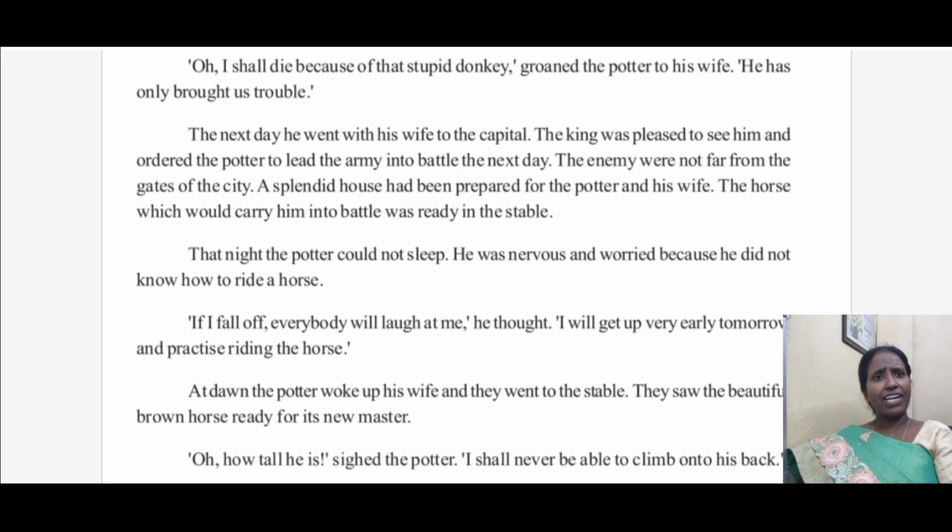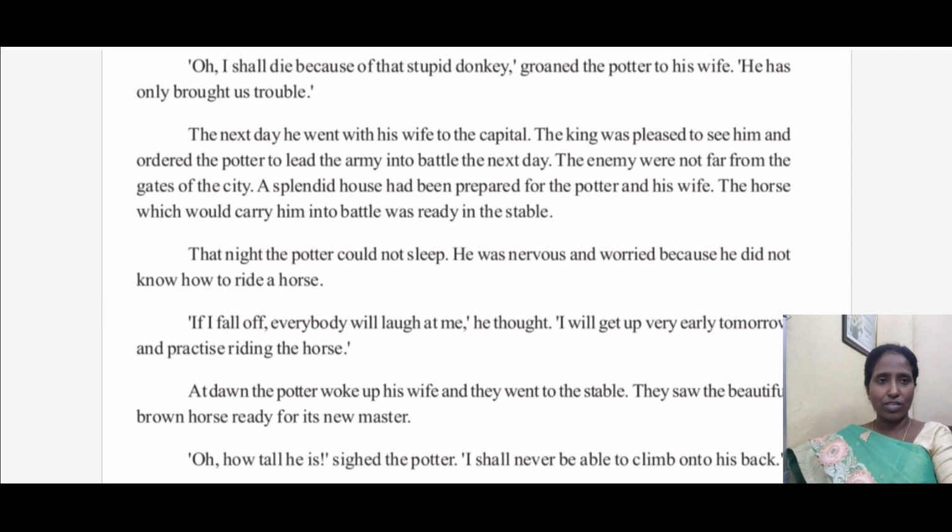The next day, he went with his wife to the capital. The king was pleased to see him and ordered the potter to lead the army into the battle the next day. Now the king is ordering, can he tell anything? No. Now he became the general. The enemies were not far from the gates of the city. A splendid house had been prepared for the potter and his wife. Splendid means very luxurious house. All facilities are there.